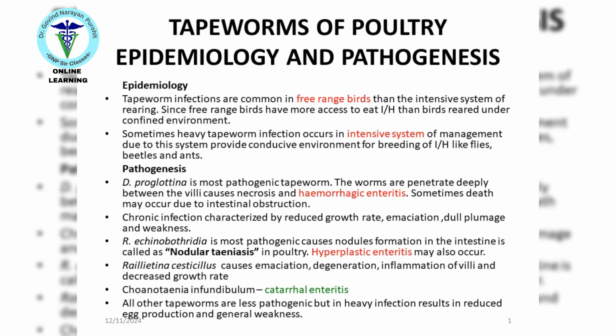Tapeworm infections are more common in free-range birds due to their access to intermediate hosts. Intensive farming can also lead to infections. The most pathogenic tapeworm is D. proglottina, causing necrosis and hemorrhagic enteritis. Chronic infections can lead to weight loss and dull plumage.